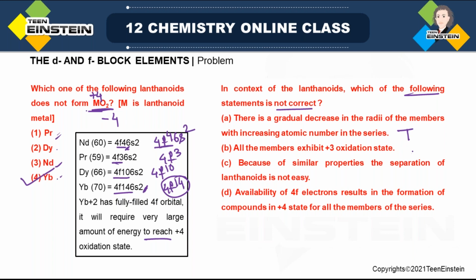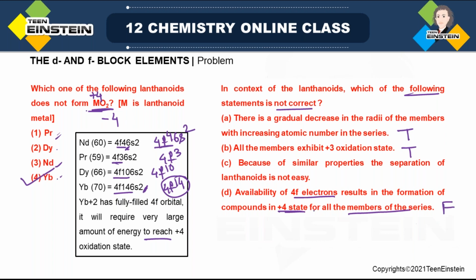All the members exhibit +3 oxidation state. That is also true. Because of similar properties, the separation of lanthanoids is not easy. If at first glance you are not sure about this statement, just go to the 4th one. Availability of 4f electron results in the formation of compounds in +4 state for all the members of the series. It is as if saying that +4 state can be observed for all the elements, but that is not true. So this is false.